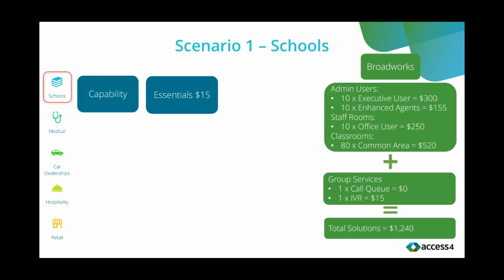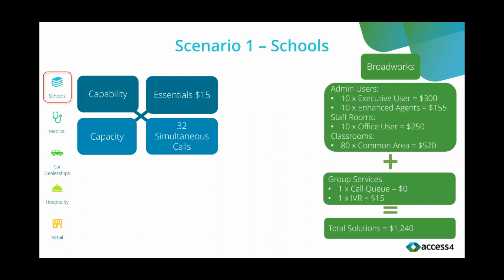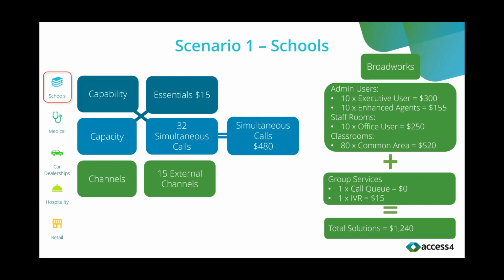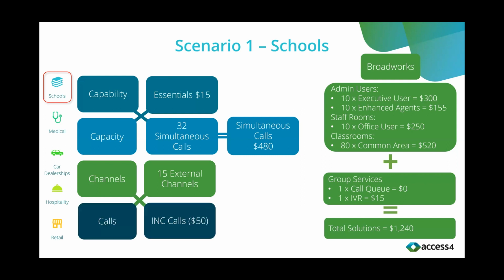Within our UC Xpress platform, we break it down into a few tiers. So capability, what level of functionality they would like. From this, we've gone with our Essentials tier. It has call queuing and some IVRs in there, but nothing too complex. And then the capacity of 32 simultaneous calls. For that, you're looking at $480. Then channels, so the external calls, 15 external channels. So it's actually changed from that previous slide. I didn't update that first slide apparently, but 15 external calls. So quite a few from that perspective. It's probably not going to hit that number.